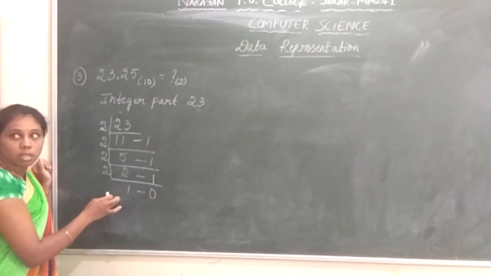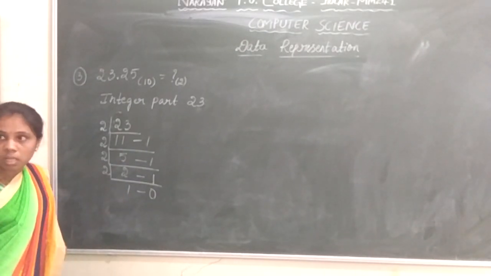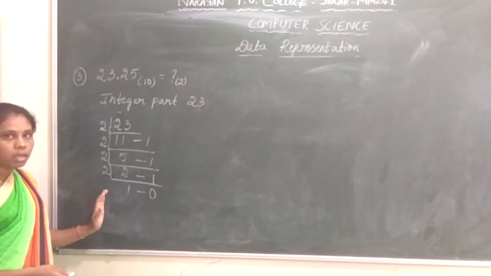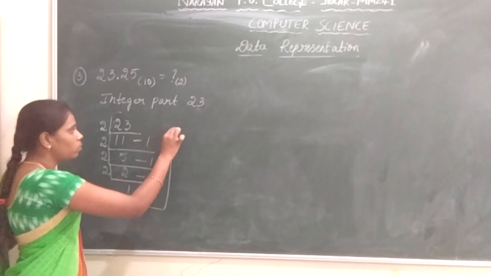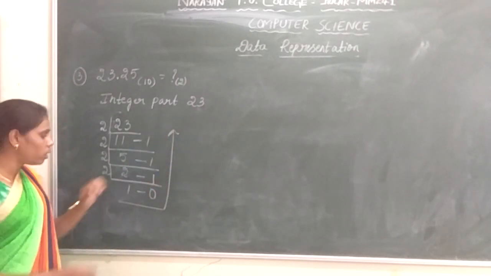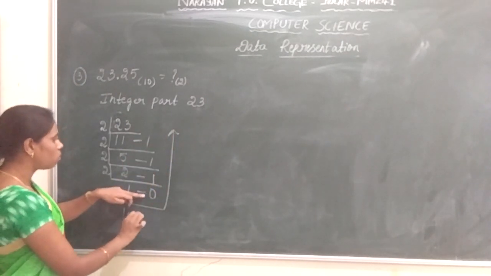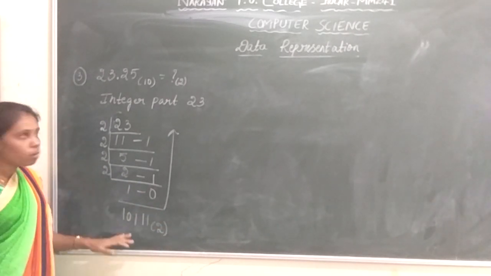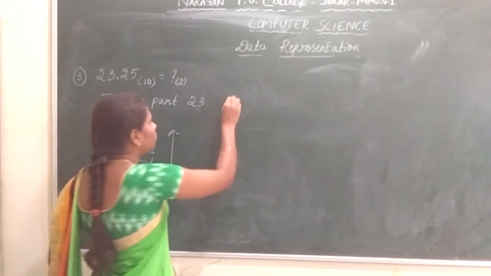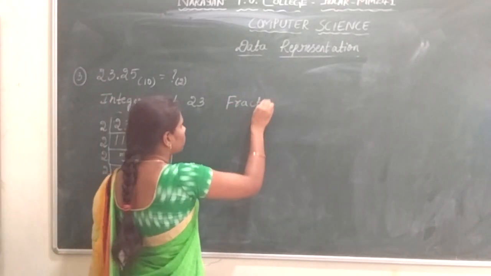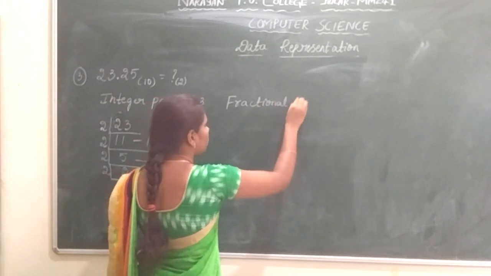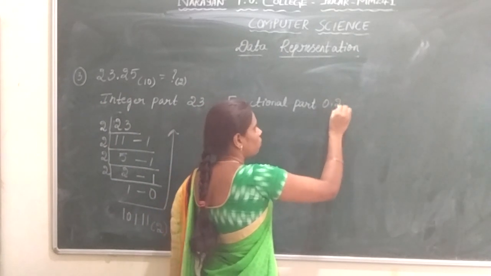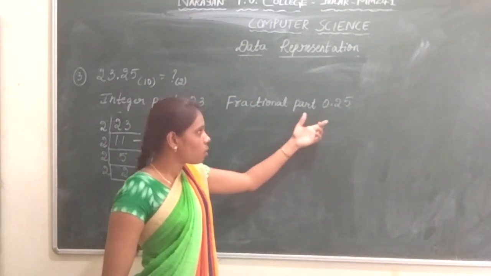Now I will stop this process here and I will write down the values from bottom to top, that is 1 0 1 1 1 and the base value is 2. Now I will consider the fractional part. That is only 0.25. Now this is your fractional part.